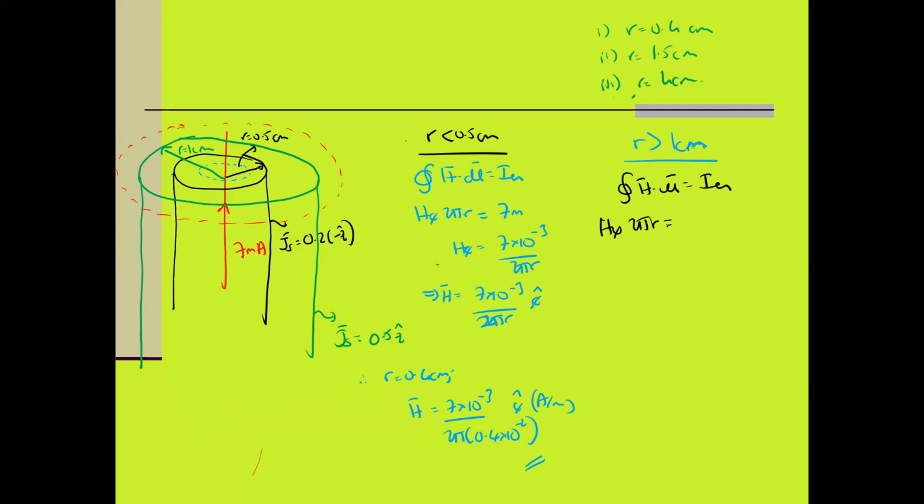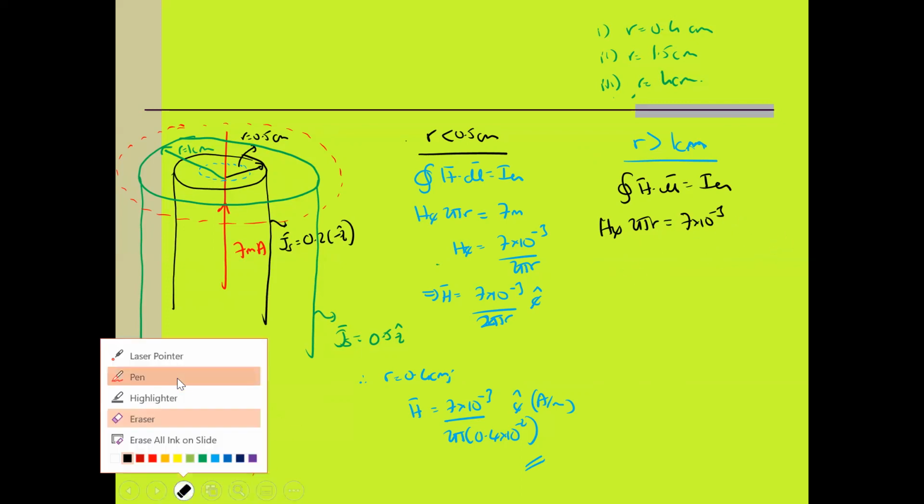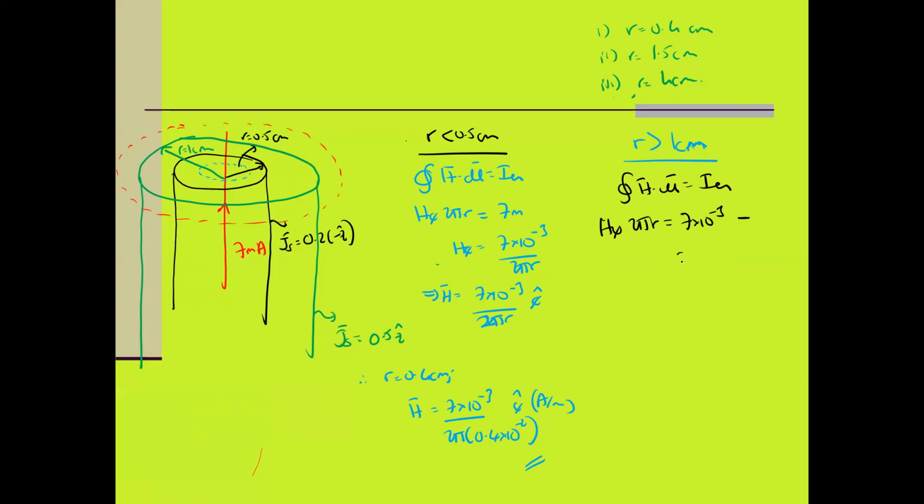So the I enclosed will consist of 7 milliampere as a filament, plus the current at 0.5 centimeter. We need a subtraction there, because the current is in the negative z direction. So we subtract 0.2, which is the surface current density, multiplied by the parameters of the 0.5 cm radius, which is 2 pi r, where r is 0.5 times 10 to the power of negative 2.